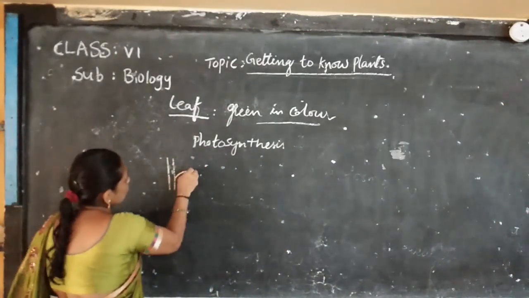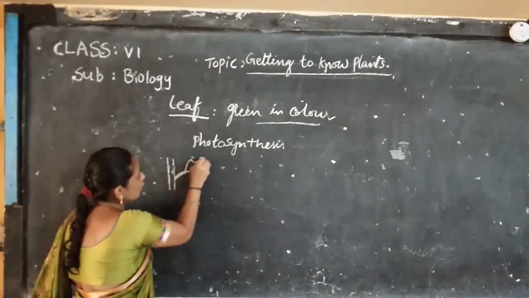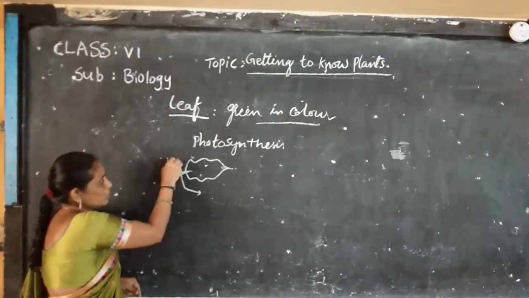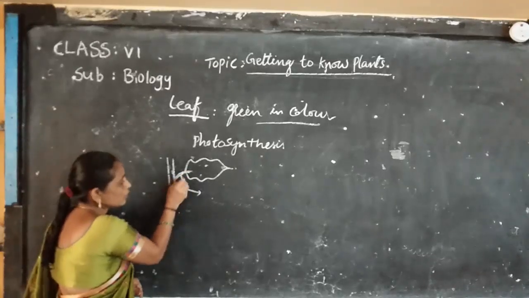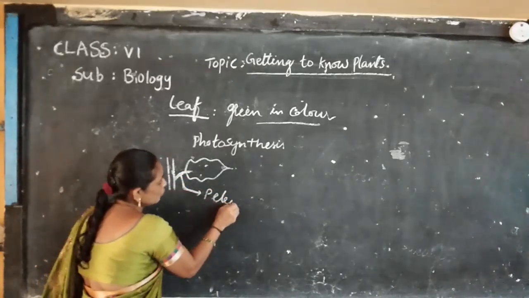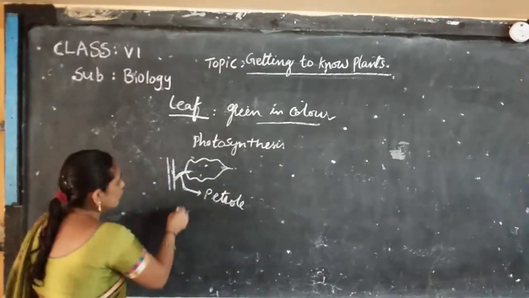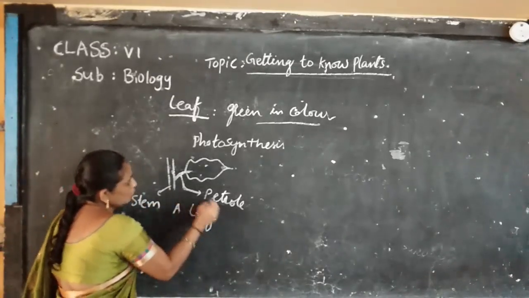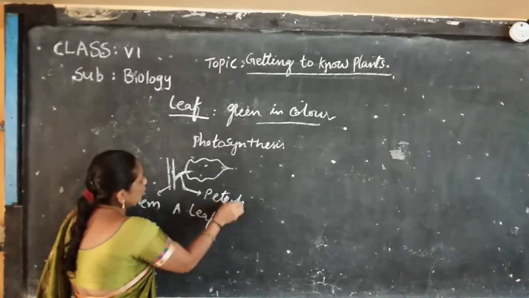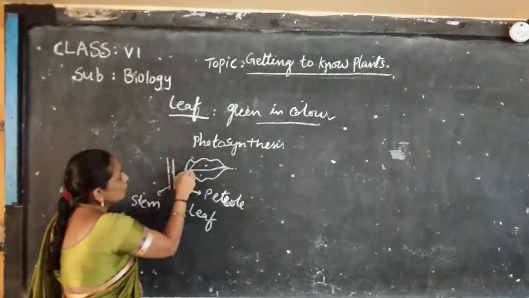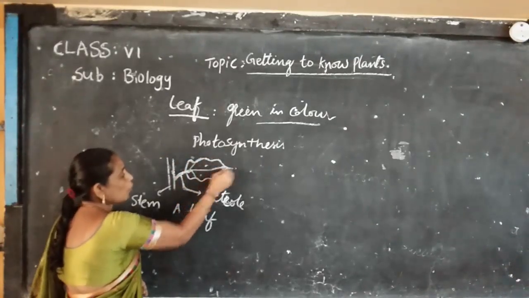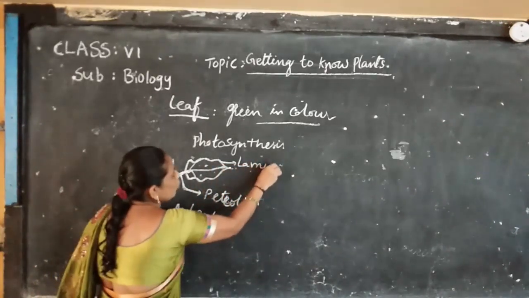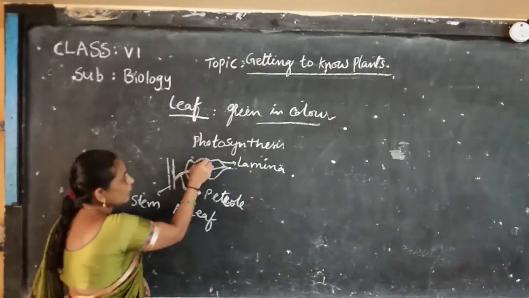See, the part of a leaf attached to the stem is called the petiole. Next, the broad part of the leaf, arranged from the petiole, is called the lamina.